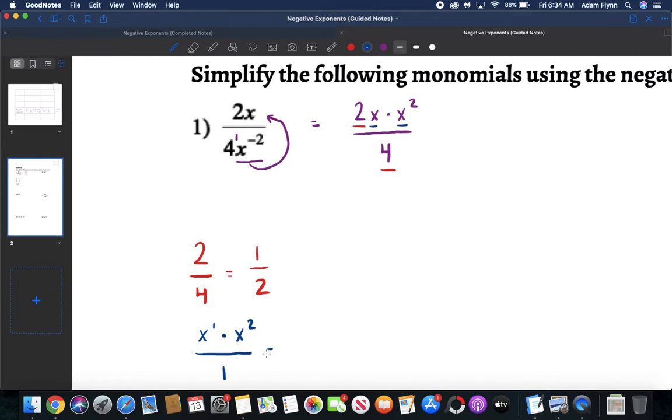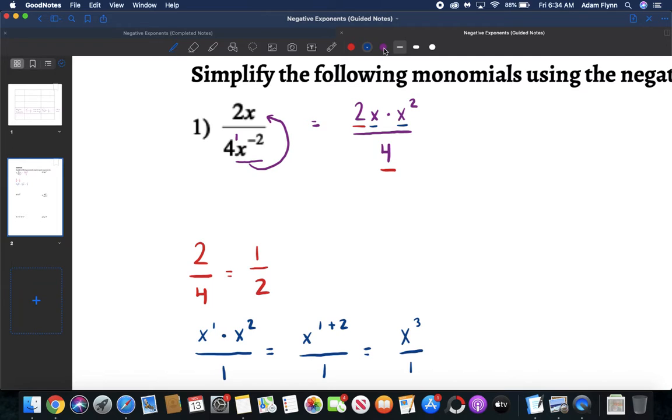So now I'm going to use the product rule to simplify x to the first times x squared. So I know that will get me x to the 1 plus 2, still over 1. And of course, 1 plus 2 is going to be 3. So I have x to the third power over 1. Okay. At this point, I'll go up to my modified fraction up here.